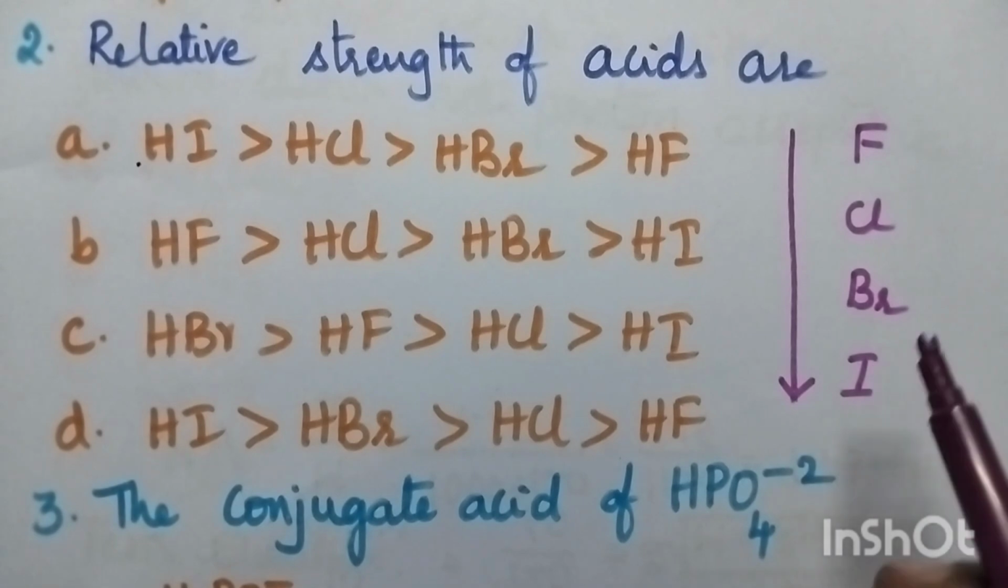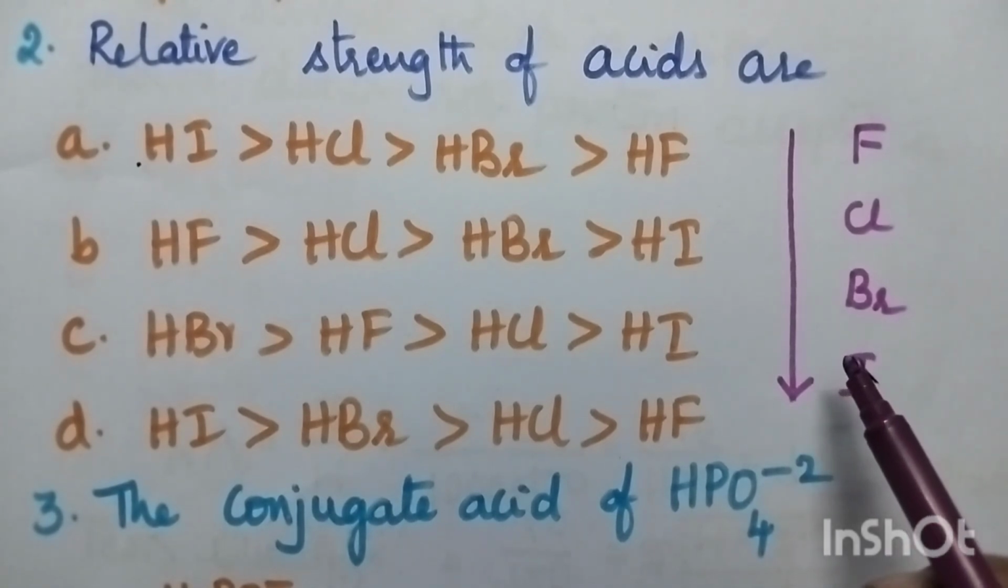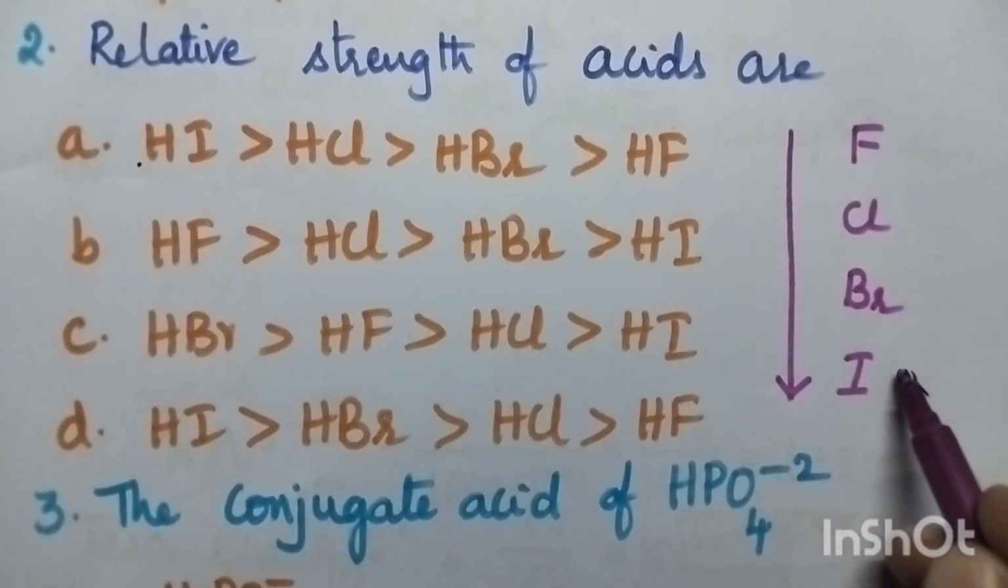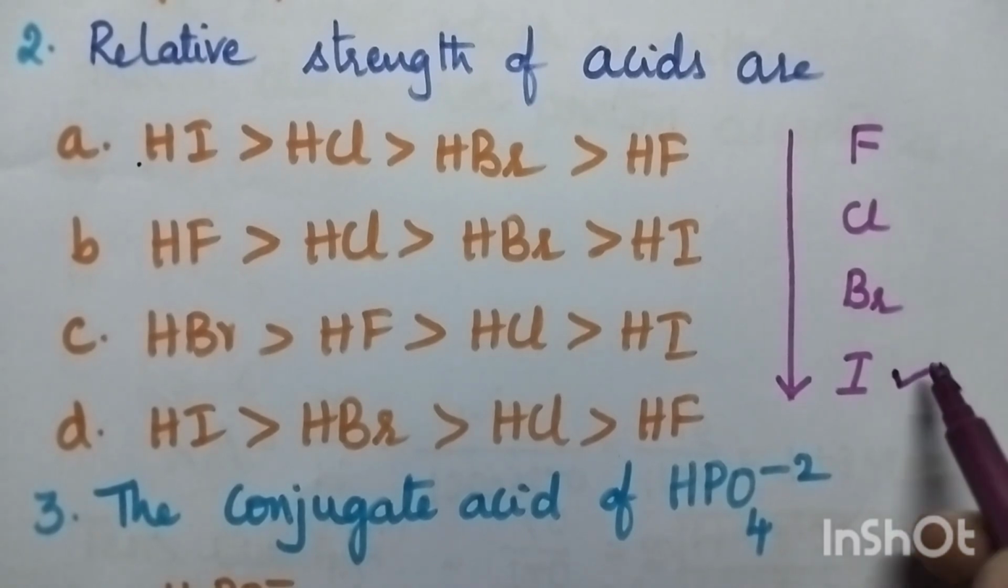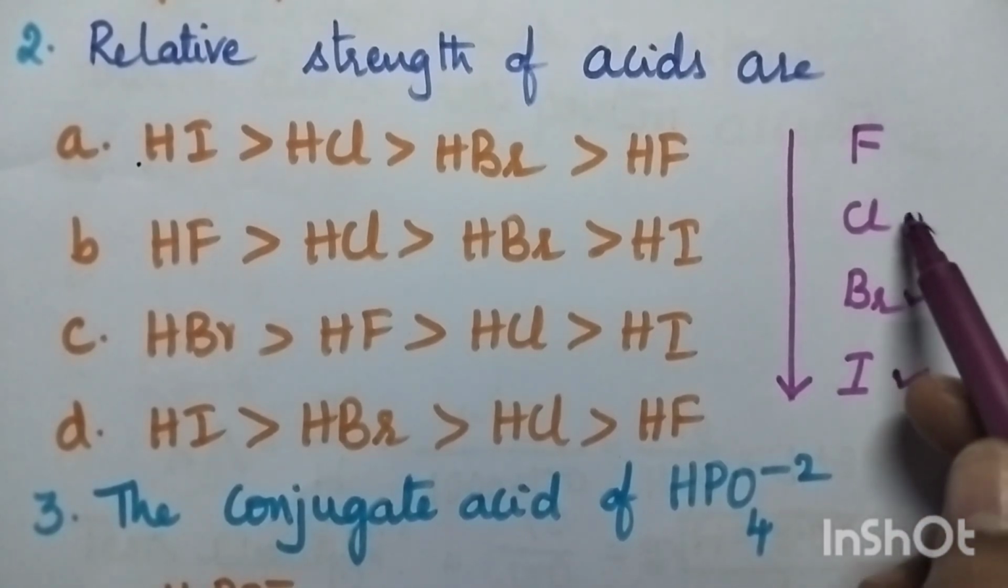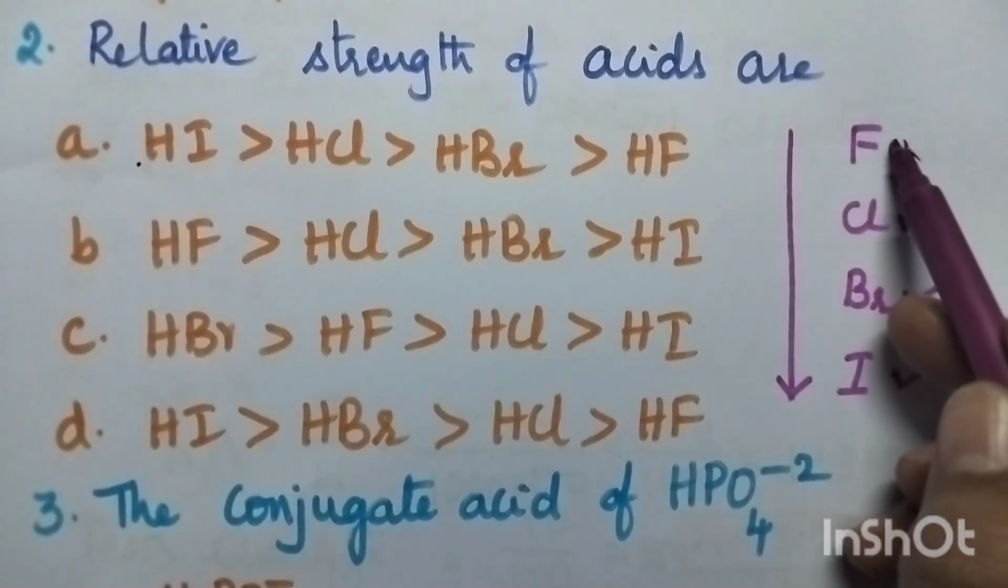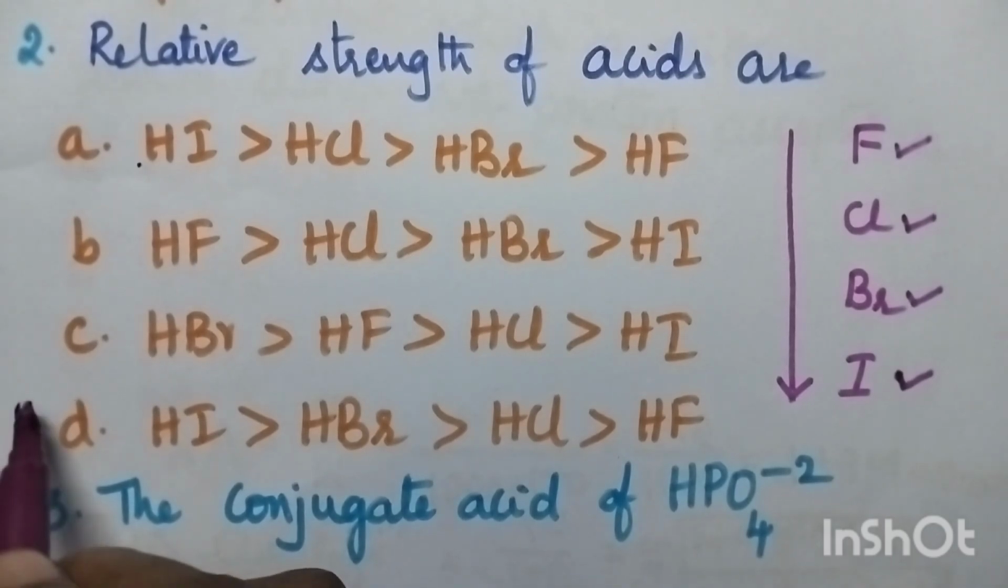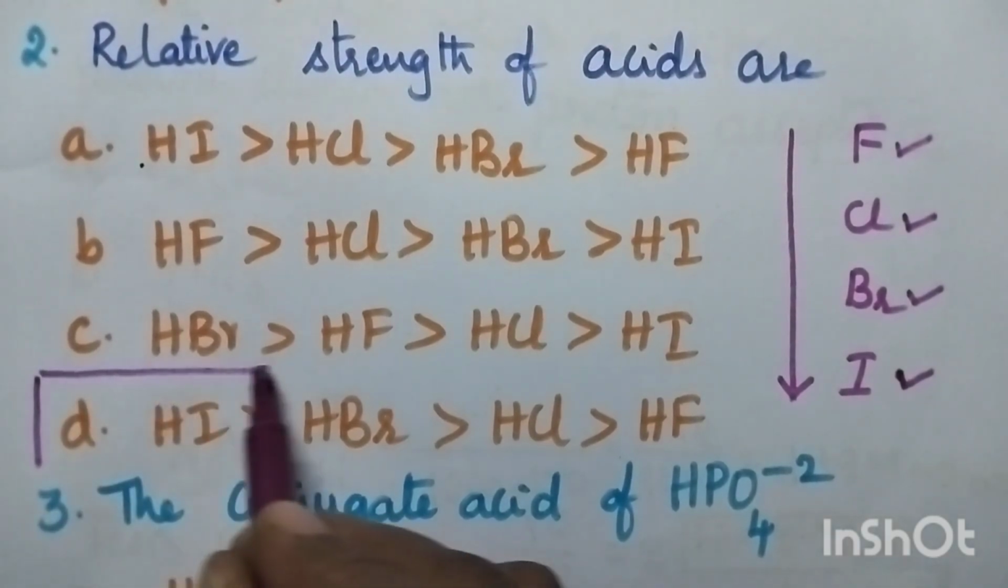So undoubtedly the strength of acid is highest in the case of HI, then HBr, then HCl and finally HF. So option D is the right answer.